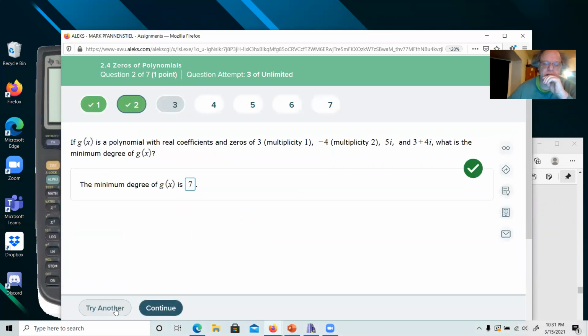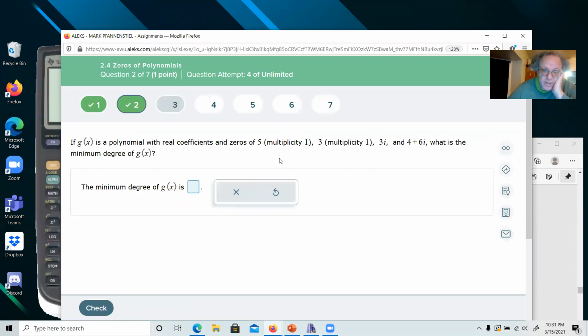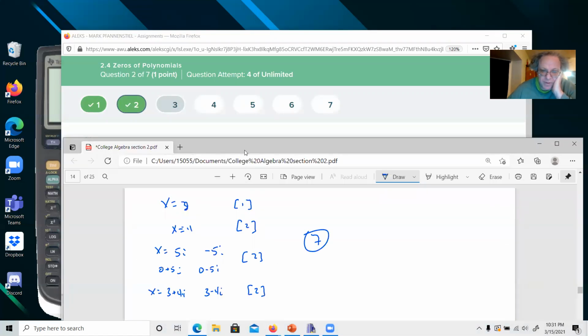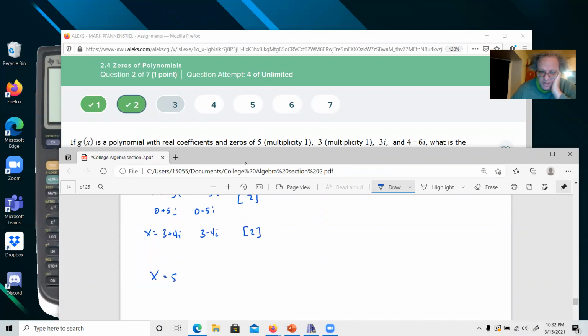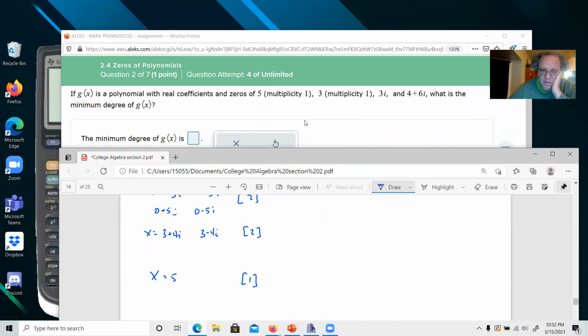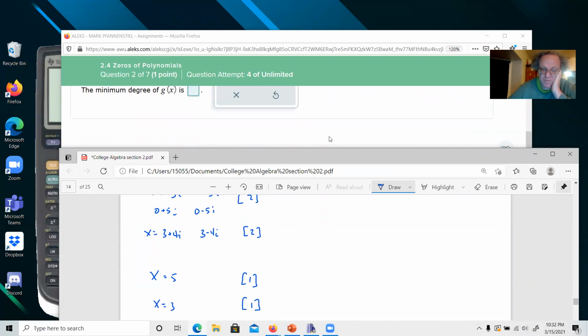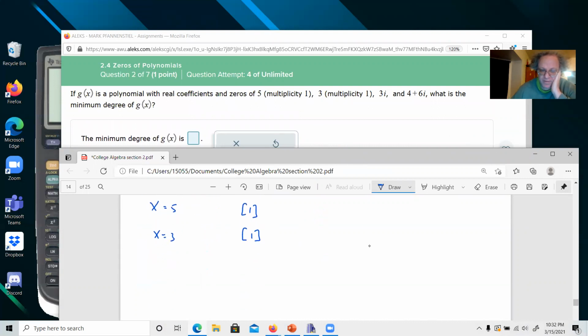All right, another one. So in this case, we have a 0 of 5. So that means that x equals 5. That happened one time. We have x equals 3. That's a 0, and that is also one time. Because we have x equals 3i, I know because of the conjugate pairs that x equals -3i is also a 0 because these always come in pairs.